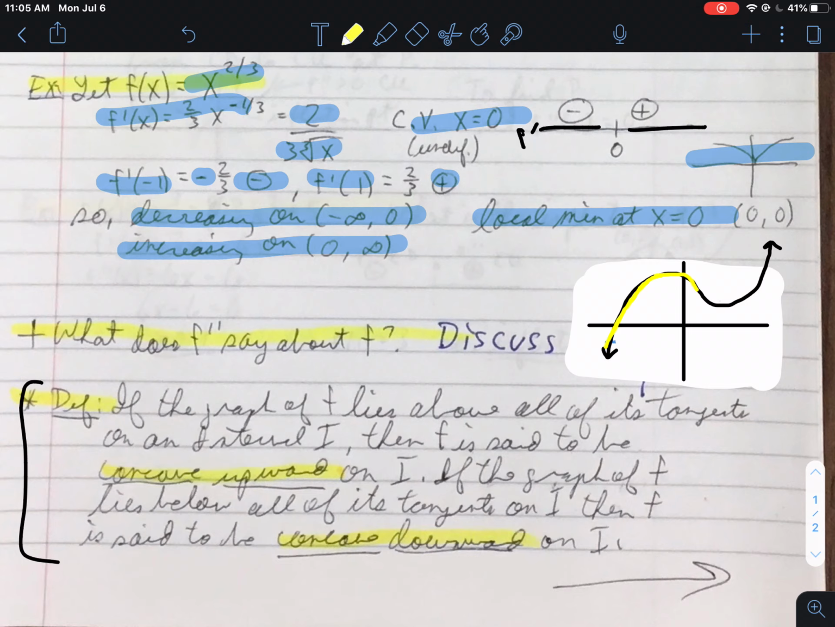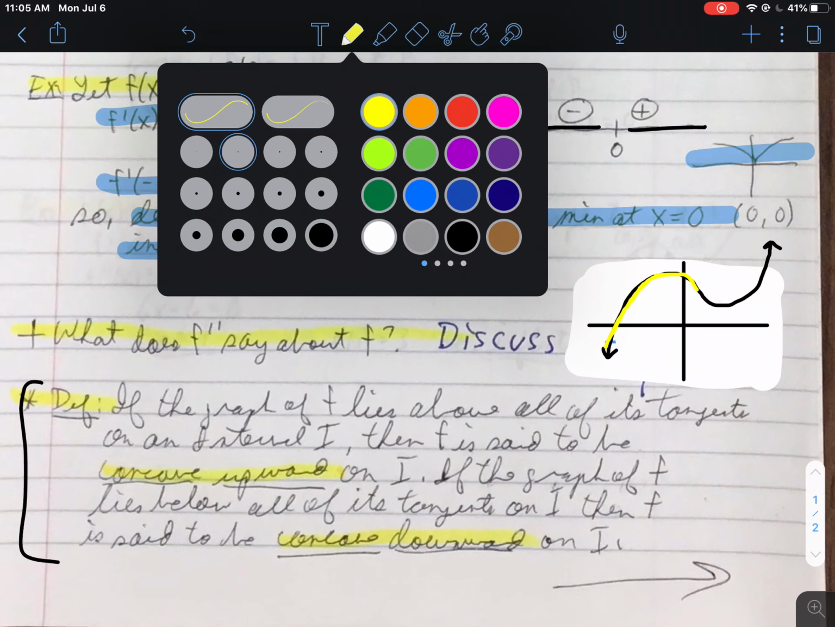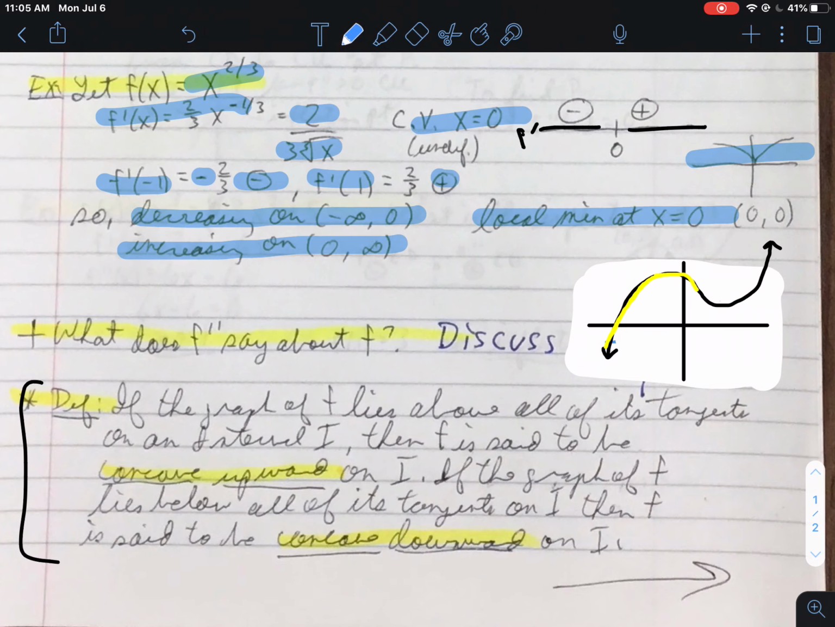Now, what happens right there at that point where I stopped? Notice that at some point right here, the slope values start to increase. Right? They're still negative, but they're getting less negative. It's less steep. So the slope values are increasing. Well, if the slope values are increasing, then what does that mean? That means that the second derivative would be positive, right?